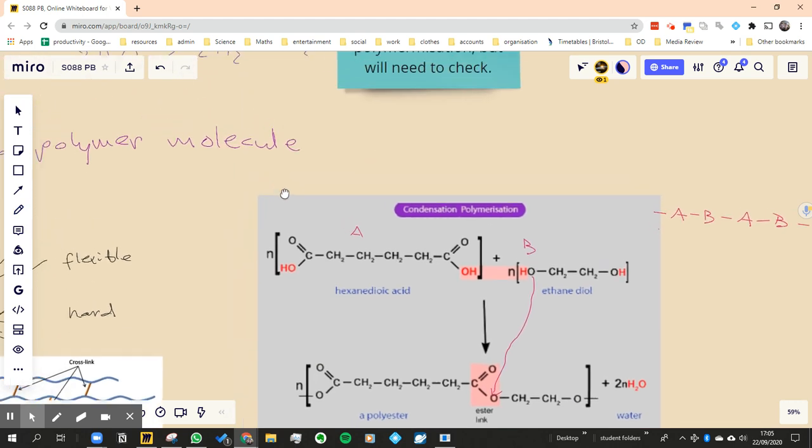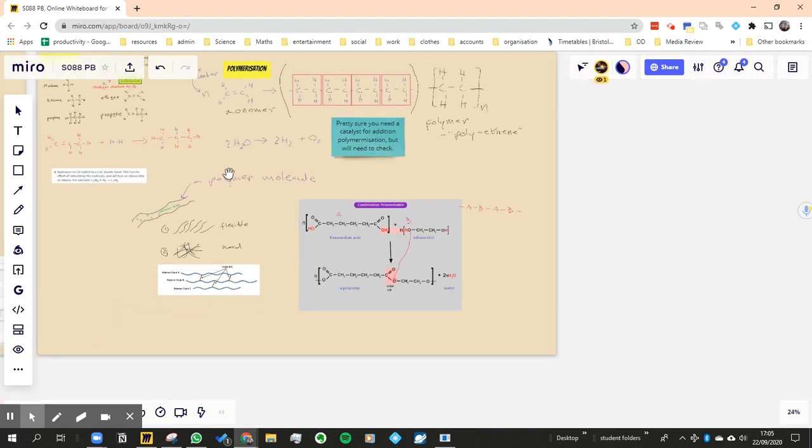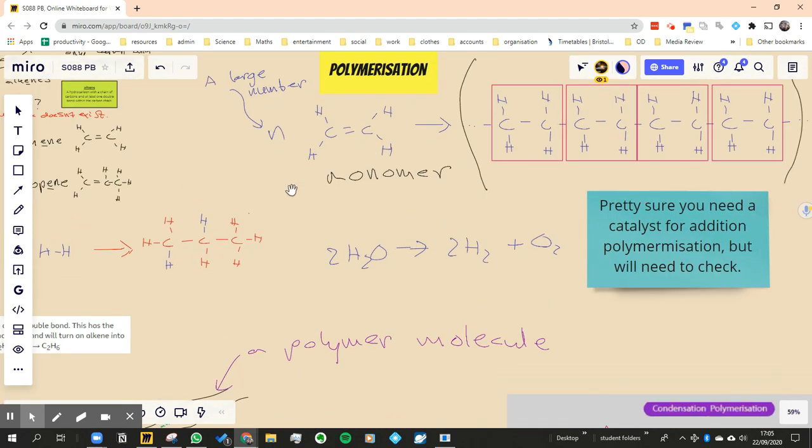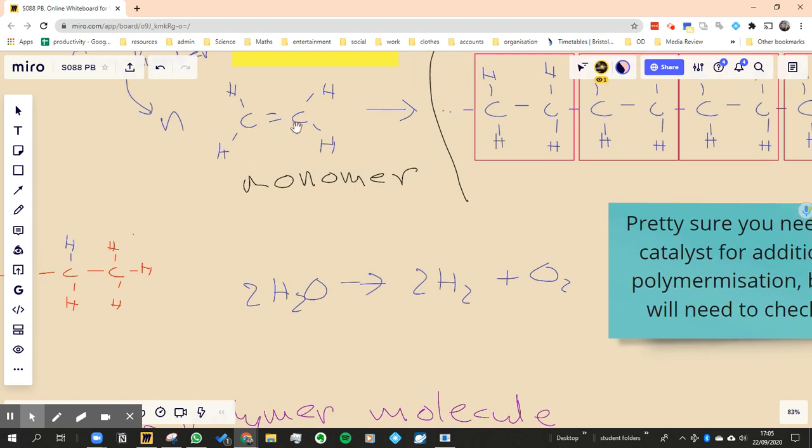Addition polymerization is a lot simpler. It's usually, perhaps always, made with an alkene, certainly something with a double bond, and the double bond breaks, and it causes them to have a bond either side, and they just have multiple of the same monomer.